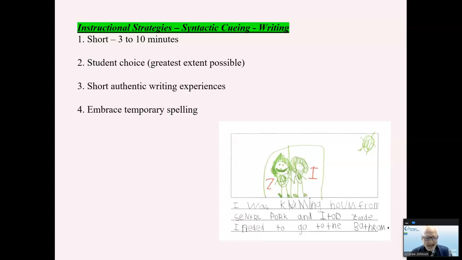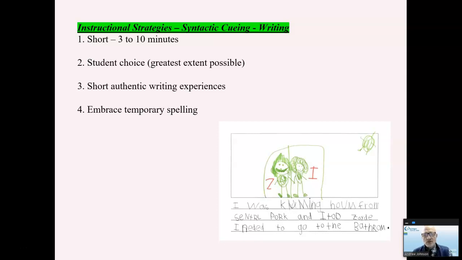The syntactic queuing system. These are writing activities. And writing activities should be short, anywhere from 3 minutes to 10 in duration. And generally it involves a pre-writing, you draft, and share. There's 5 steps in the writing process: pre-write, draft, revise, edit, share. For most short activities, pre-write, draft, and share.